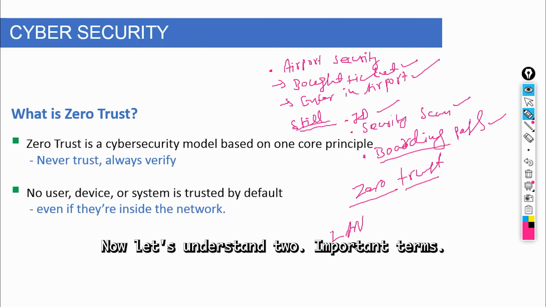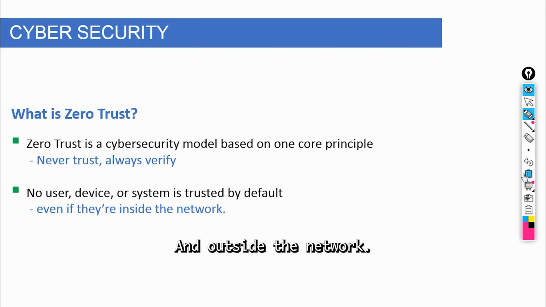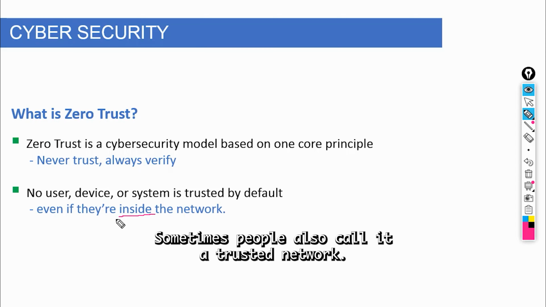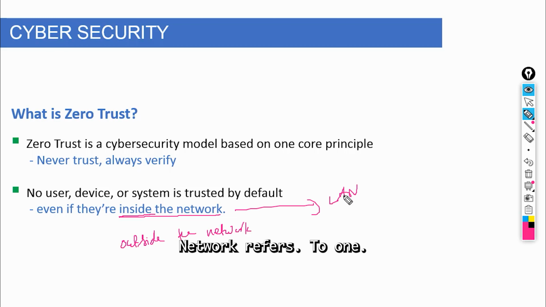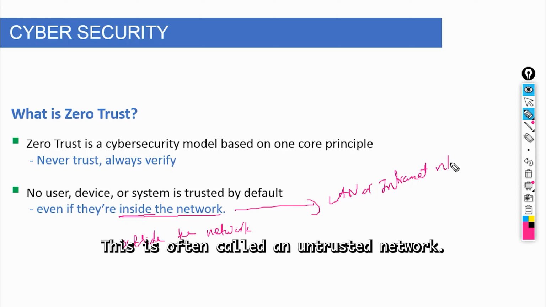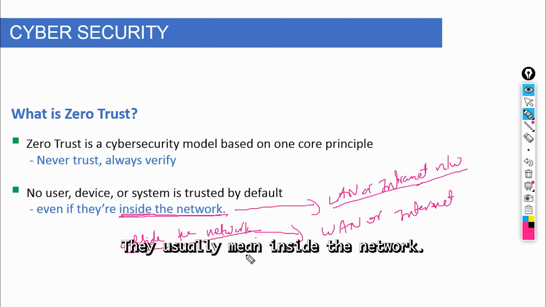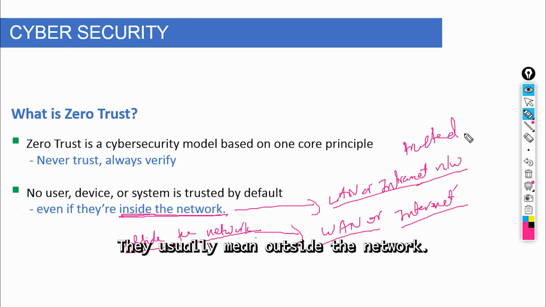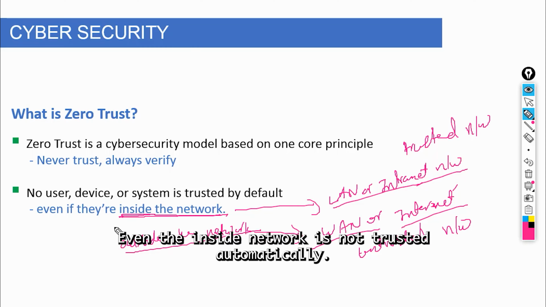Now let's understand two important terms: inside the network and outside the network. Inside the network usually refers to LAN or intranet. Sometimes people also call it a trusted network. Outside the network refers to WAN or the internet. This is often called an untrusted network. So when someone says LAN, intranet, or trusted network, they usually mean inside the network. When someone says WAN, internet, or untrusted network, they usually mean outside the network. But in Zero Trust, even the inside network is not trusted automatically.